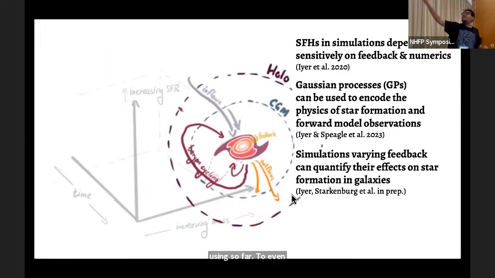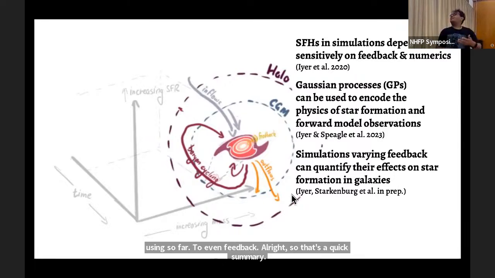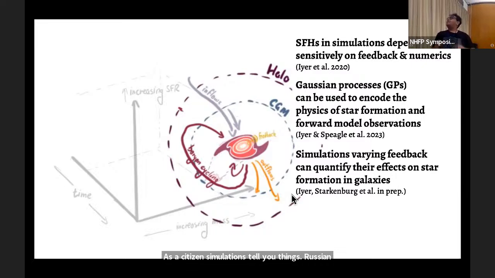All right, so that's a quick summary. SFHs and simulations tell you things. Gaussian processes and this framework can encode things. And simulations varying feedback can be used to understand the connection to physics.